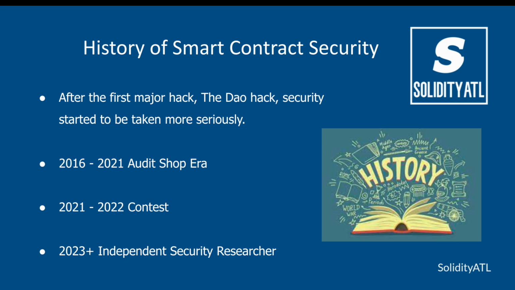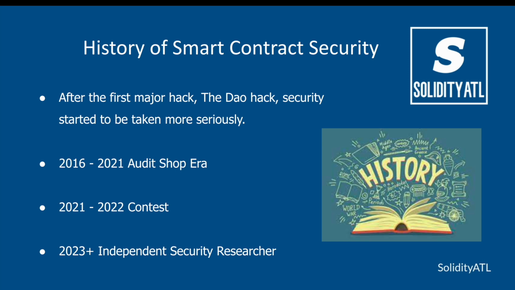And from this point on, from 2016 to 2021, we're going to claim this as the audit shop era. This is where companies like OpenZeppelin, Trail of Bits, and ConsenSys Diligence rose to their popularity by selling their services, essentially auditing various protocols. So this was the audit shop era. At this time, audits were extremely expensive. They were backlogged for days and months on end, and there honestly wasn't a lot of people who were in the smart contract auditing space at this time.